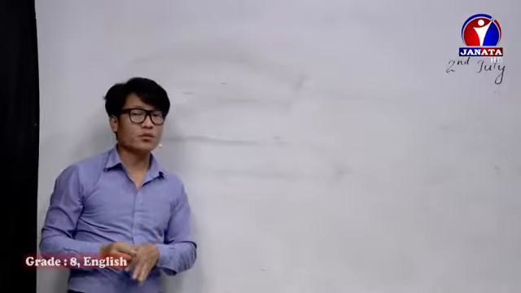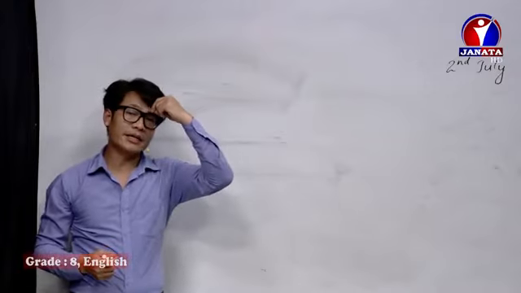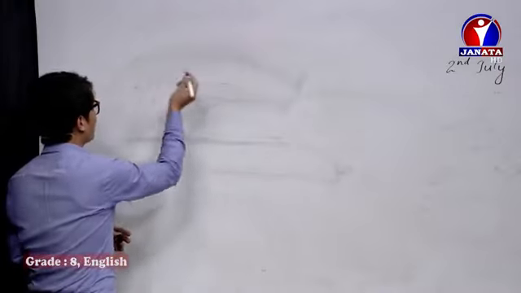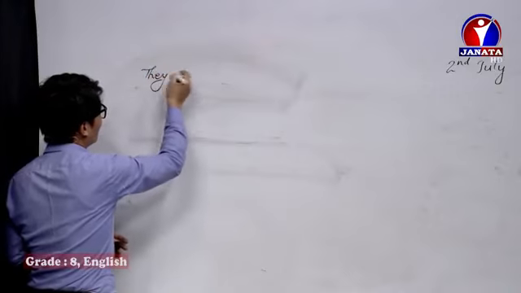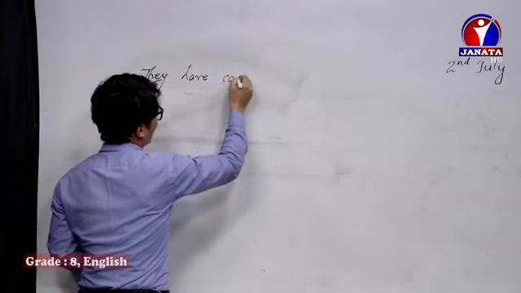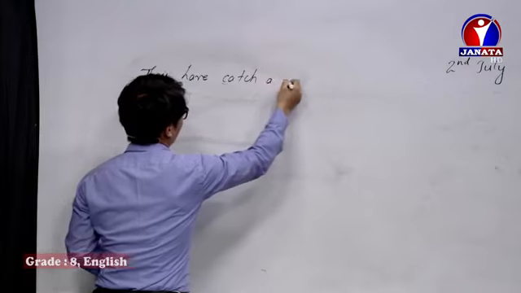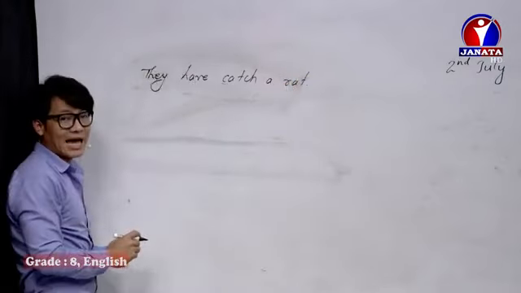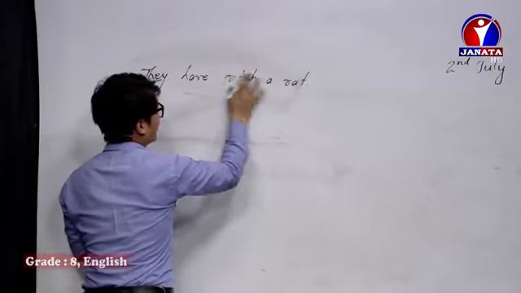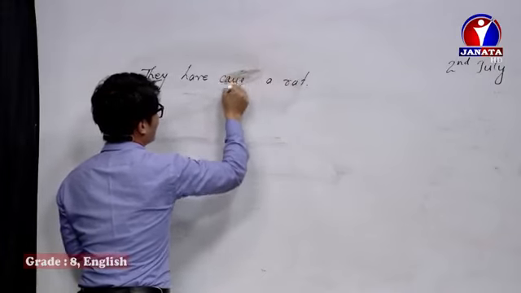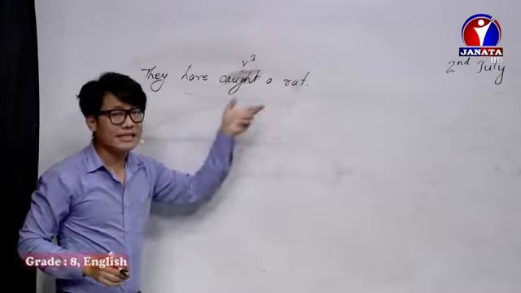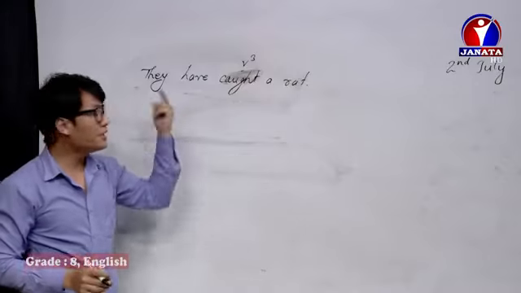Today, because of the lack of time, we may learn only the assertive and interrogative sentences. So let me show you assertive and interrogative sentence examples. They have caught a rat. Here should be verb 3, and this is: they have caught a rat. This is present perfect tense.